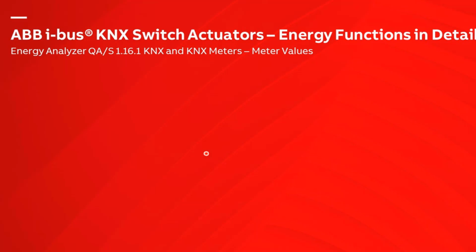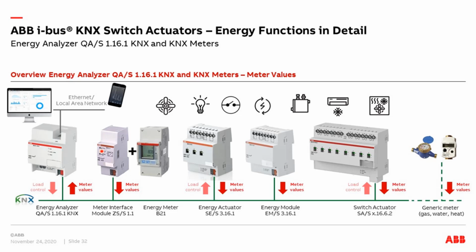But today I want to continue and show you, as a first step, how we can handle the meter values in the energy analyzer. Here on the left side, we have the KNX Energy Analyzer 1.16.1. It means it can listen to or evaluate up to 16 different KNX meters. This can be, for example, the so-called KNX meter interface, ZSS. The meter interface gets all meter values via the infrared interface from a typical ABB energy meter, A series or B series. All these meters send the meter values via infrared, and the ZSS converts them into KNX telegrams for our energy analyzer.